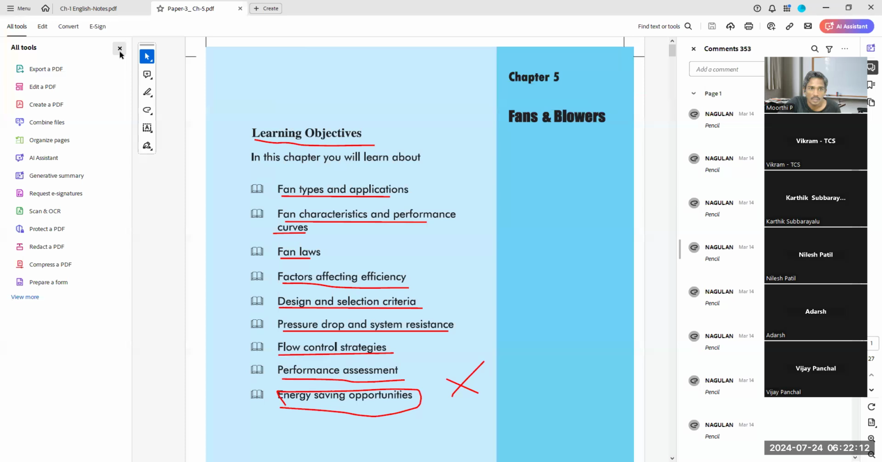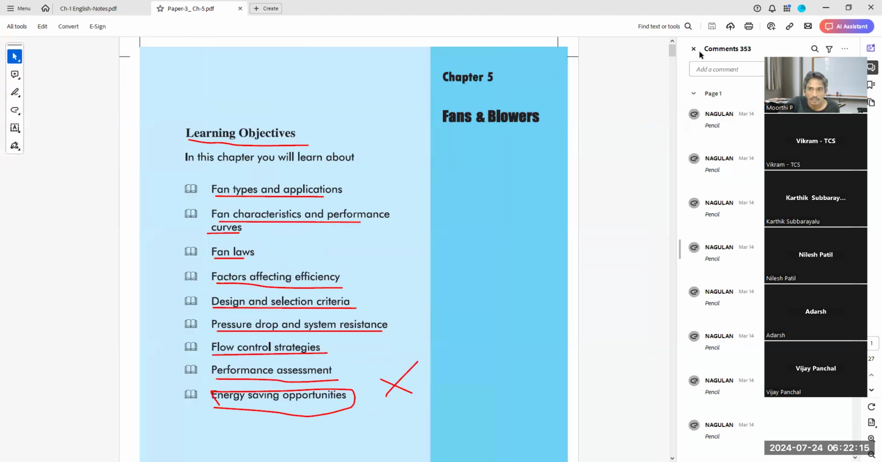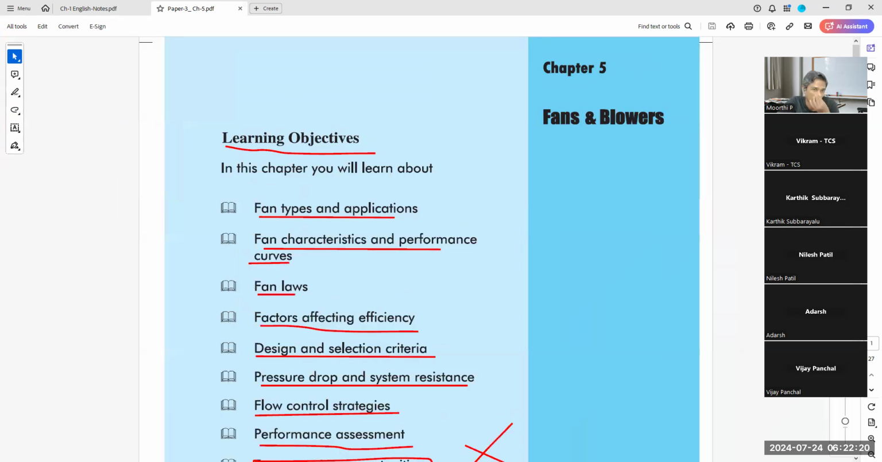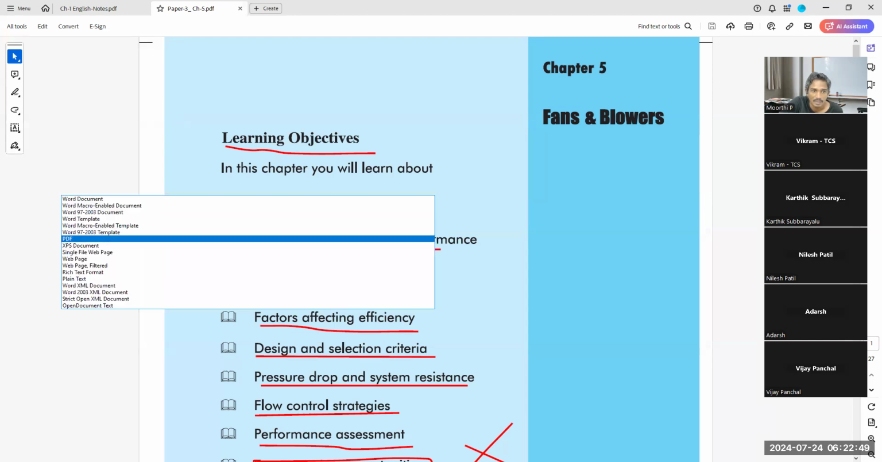And fans and blowers, what are they going to do? Air circulation. Fan is also low pressure, a little bit increase in the pressure. Blower increases the pressure and the force also. You understand this basic?